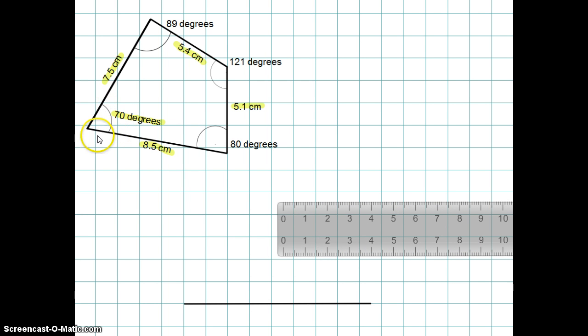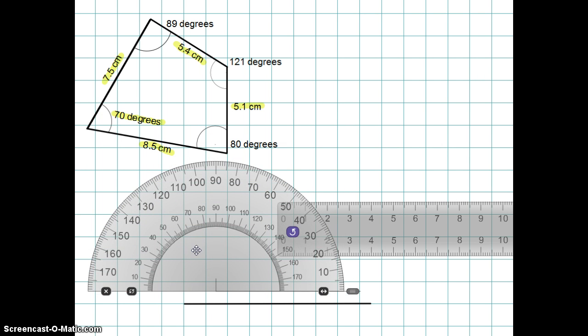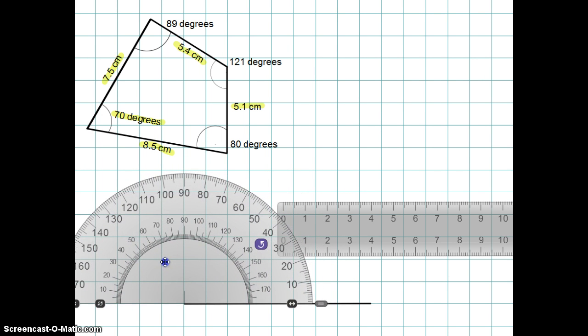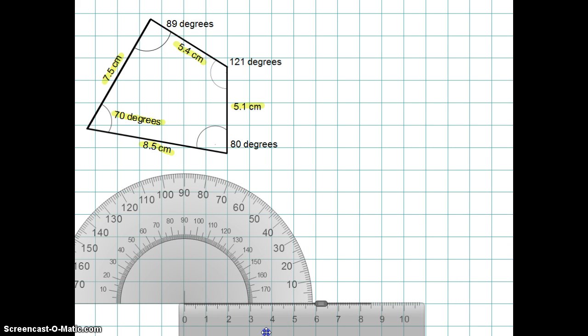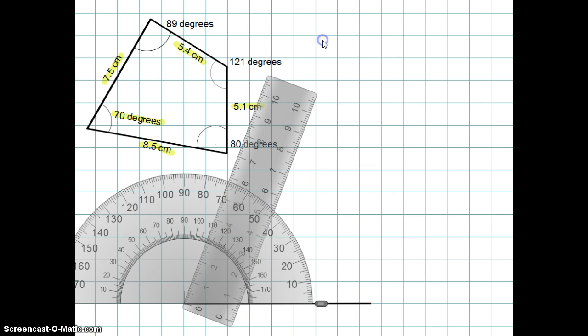Next, I can see here that the angle which is created by that side and that side is 70 degrees. So maybe I'll try to create a corresponding angle over here to this angle here. So what am I going to use to create an angle? I'm going to use a protractor. So there's my protractor. Now I'm going to set my protractor here so that I can create a 70-degree angle like that.